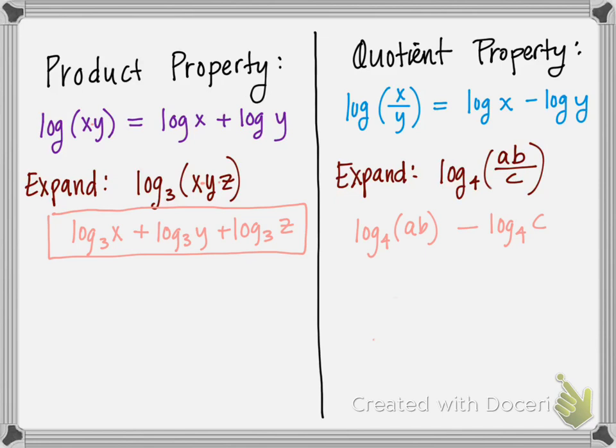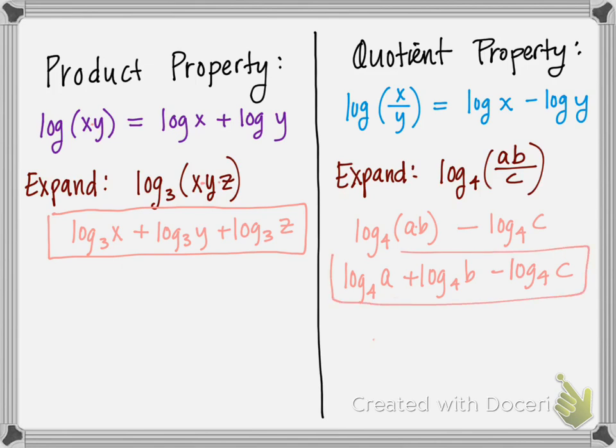This is not complete because this first argument has 2 variables in it, and we can actually expand that further. Since the variables are being multiplied together, you can expand using the product property by adding them. So log base 4 of A plus log base 4 of B minus log base 4 of C.